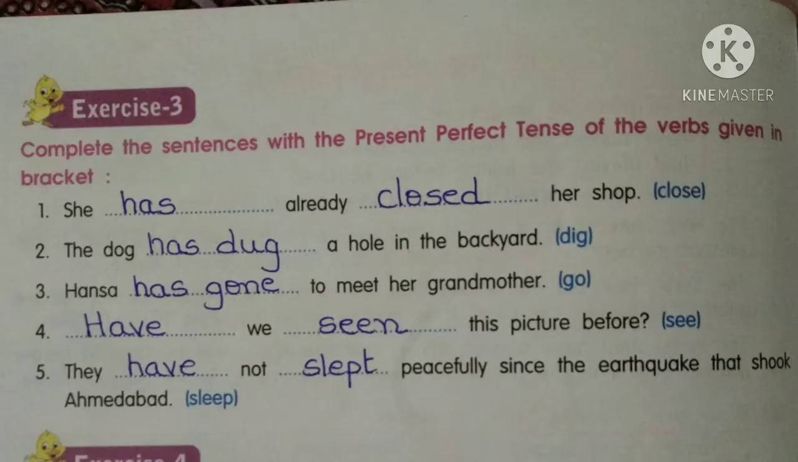Let us continue with the remaining exercises, that is exercise 3. We need to complete these sentences by filling the blank with the present perfect tense. So let's begin. The first one, she dash already dash her shop. The verb is given to us in the bracket, close. So we fill it with has closed. Why has? Because our subject is singular.